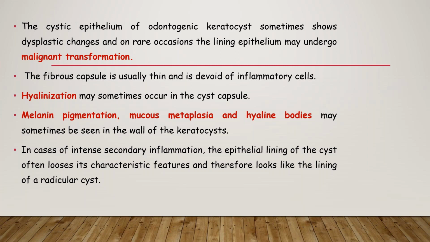In cases of intense secondary inflammation, the epithelial lining of the cyst often loses its characteristic features and therefore looks like the lining of a radicular cyst.